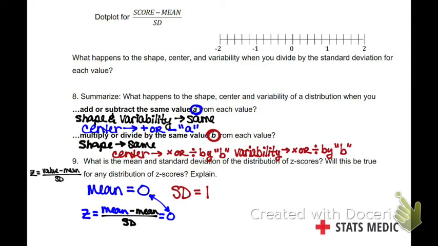Standardized distribution, that is what a z-score is. Please go ahead and write that down. This is a standardized distribution. Z-scores always have a mean of 0 and a standard deviation of 1.